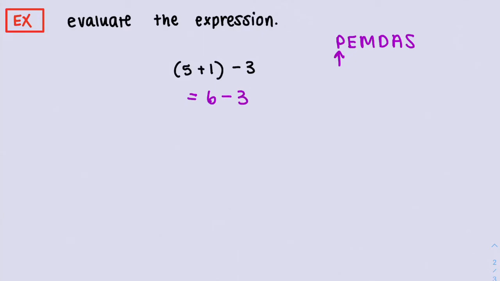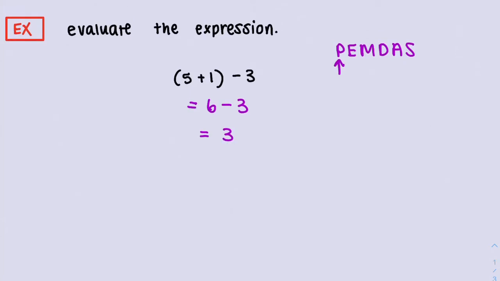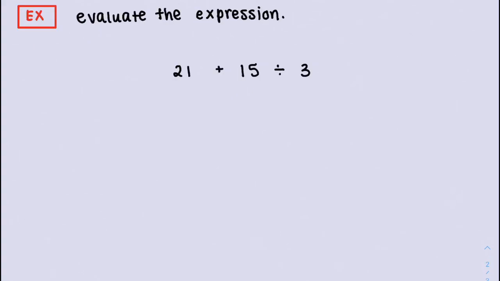Now we are going to rewrite what we have left. Since there is nothing left but basic subtraction, 6 minus 3 is going to give us 3, and that is our answer. So here's another example.